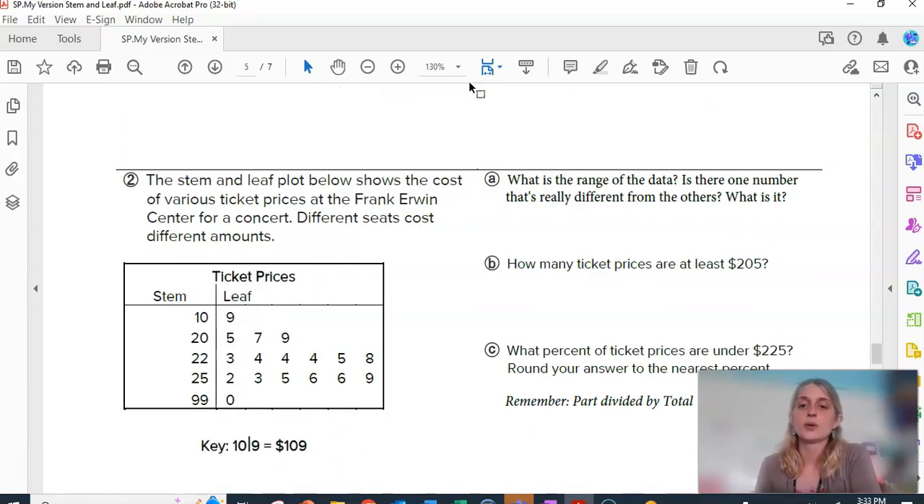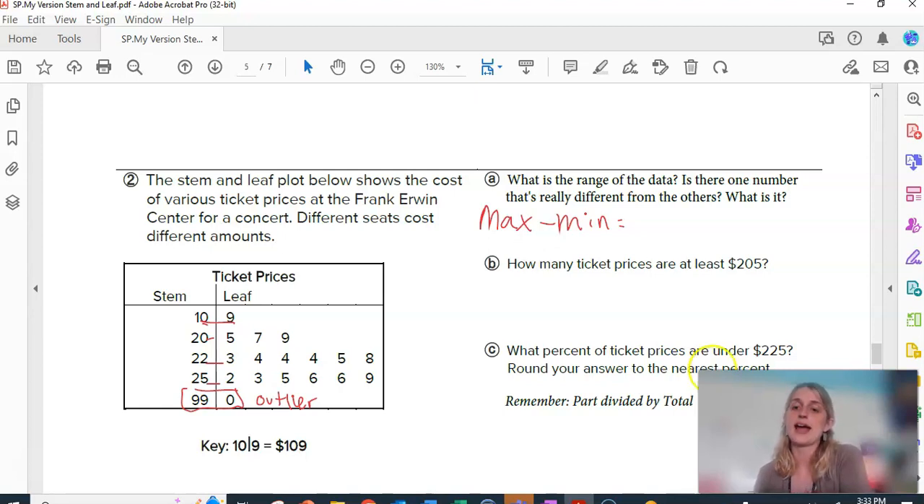Number 2. What is the range of the data? Range is the same thing as spread. So biggest number, the maximum, minus the minimum. Tell me what that answer is. You might notice reading the key that we start at 109 for our minimum. Then we go to 205 and 223 and 252 and whoa, $990. That's what's called an outlier. I'd like you to use that word in your sentence when you're explaining that that one is way different than all the others. It's much larger.